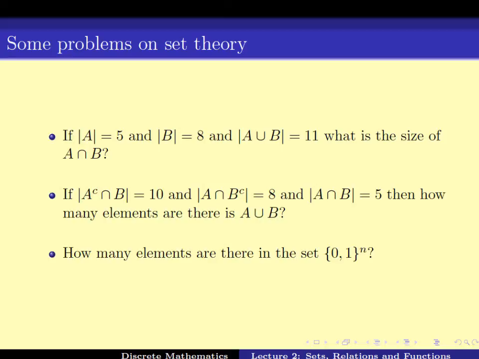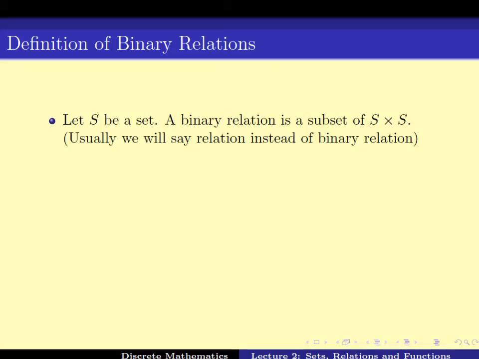Now moving on, let's move to the next important abstract object. This is called a relation. In particular, we will be looking at binary relations. So what is a binary relation? If S is a set, a binary relation is a subset of S cross S, or S Cartesian product with S. We usually call this just a relation, though more correctly it should always be called a binary relation.